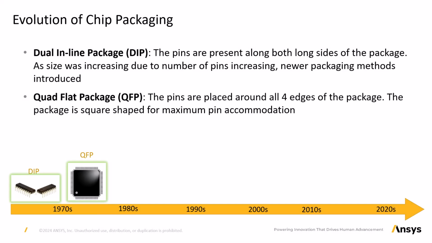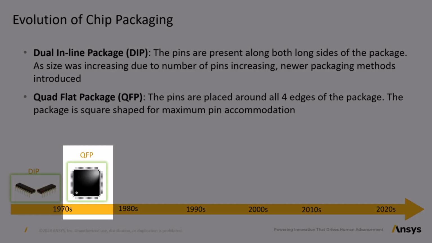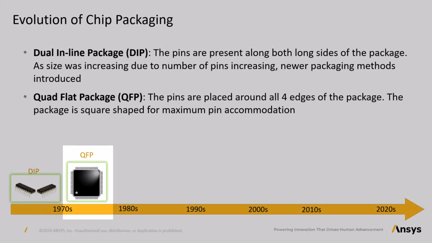After then, the quad flat package was introduced to increase the pins that could be accommodated on the package. This package was manufactured in a square shape with pins along all four edges.